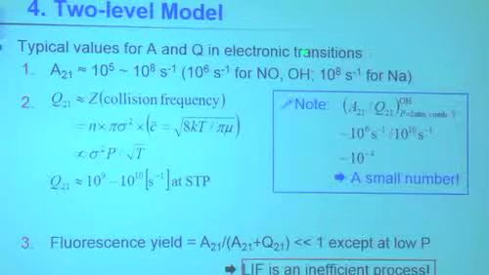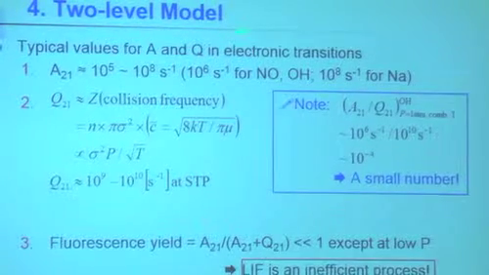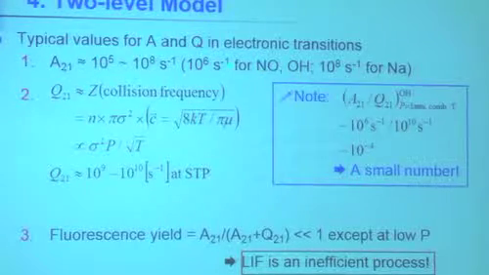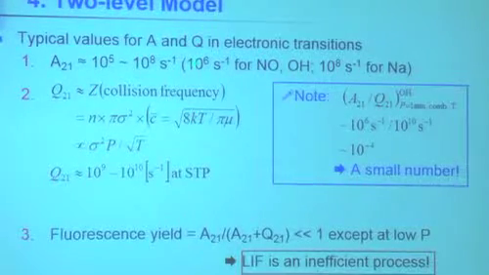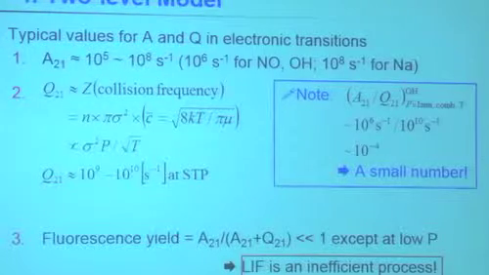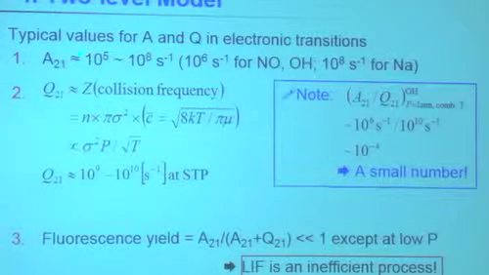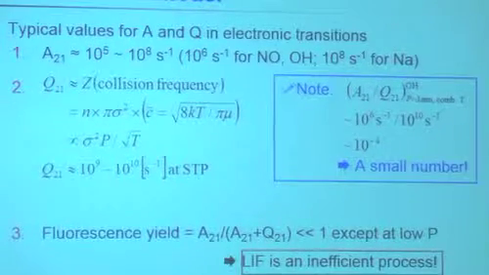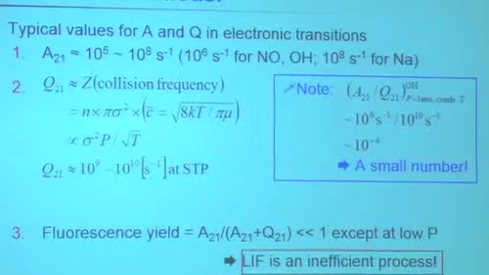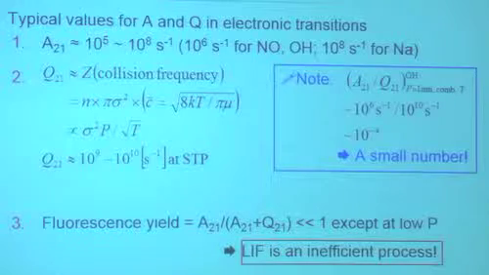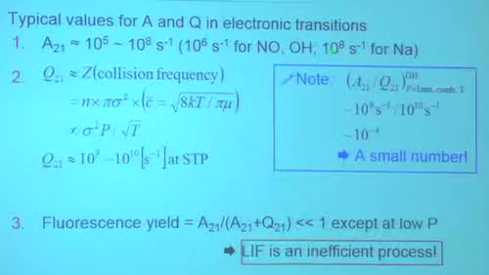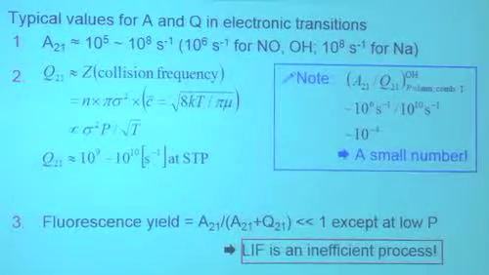Let's assume we're looking at electronic transitions for something like NO or OH, where the Einstein A coefficient has a value of like 10 to the 5 to 10 to the 6th. That means the average lifetime is 10 to the minus 5 to 10 to the minus 6 seconds. If we were doing atoms, which have bigger oscillator strengths, you can get up to like 10 to the 8th per second. That's because that oscillator strength is probably around 0.3 or 0.4.